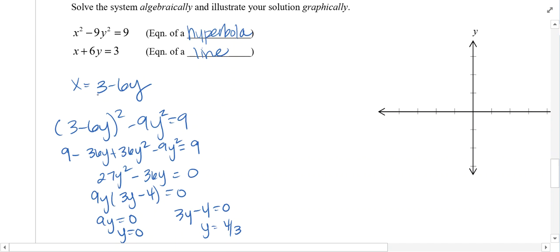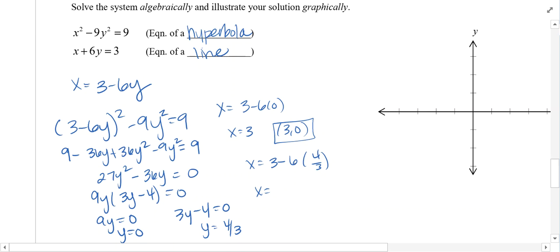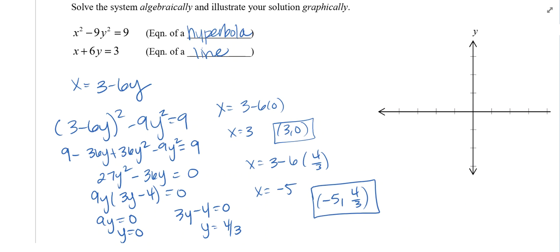This was my y, so I'm going to plug that back in to find my x. So x would equal 3 minus 6 times 0, so x would equal 3. That's my first coordinate. And then for the second one, the 3 will go in there twice, so you end up with 3 minus 8, so that's negative 5. So my second coordinate is negative 5, 4/3. Okay, you can plug those coordinates back into either equation. It doesn't matter which one you do.